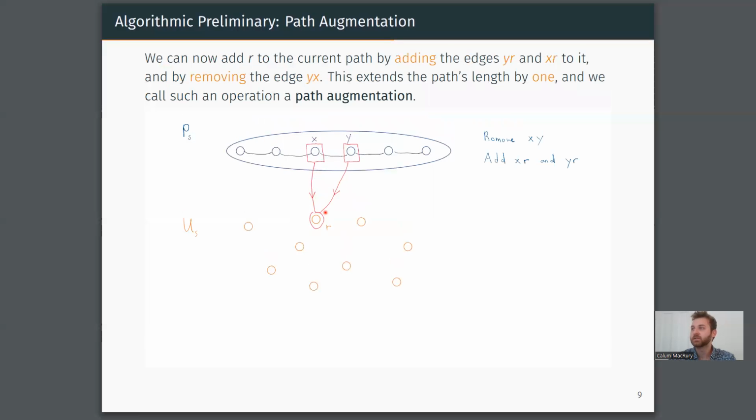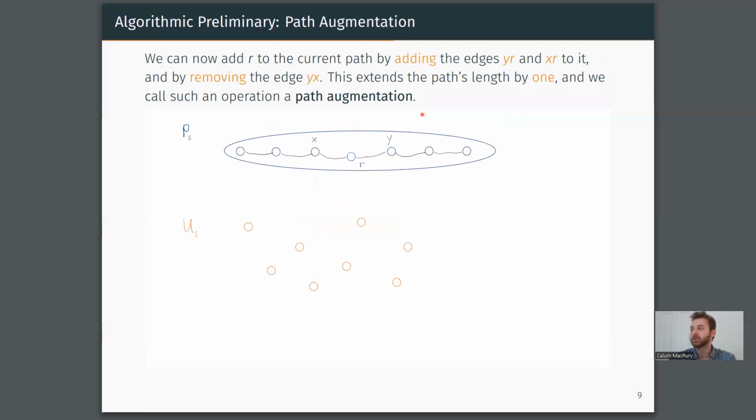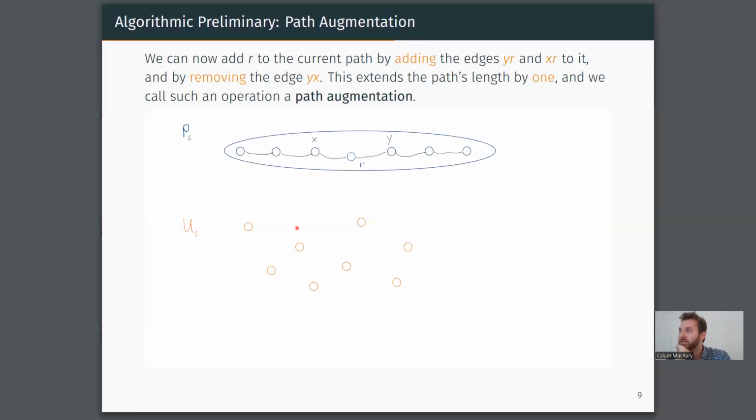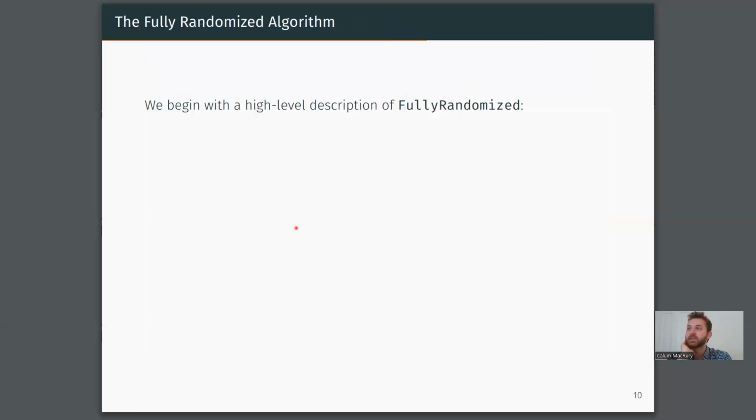And now we see that we can actually add R to the current path by adding the edges X to R and Y to R and removing the edge XY. Let's call this operation a path augmentation. What we can see is that we're now able to extend the length of the path by 1, despite a vertex never having actually landed on the unsaturated vertices. Okay, so based on this path augmentation preliminary, we can now describe our fully randomized algorithm.